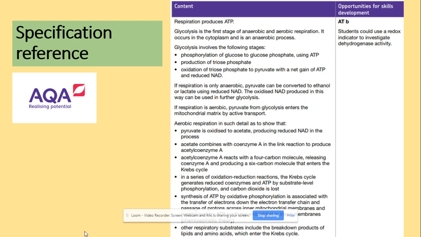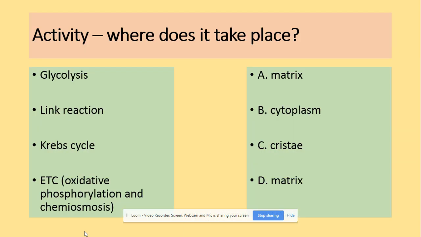So in terms of the learning objectives for today, we will be looking at glycolysis and anaerobic respiration, so the case where there is no oxygen. Starting with the overview, where does it actually take place? Glycolysis, the first step of respiration for both the aerobic and anaerobic pathway, takes place in the cytoplasm. The link reaction and Krebs cycle take place in the matrix of the mitochondria, and finally the ETC, electron transfer chain, takes place in the cristae, so in the inner membrane of the mitochondria.